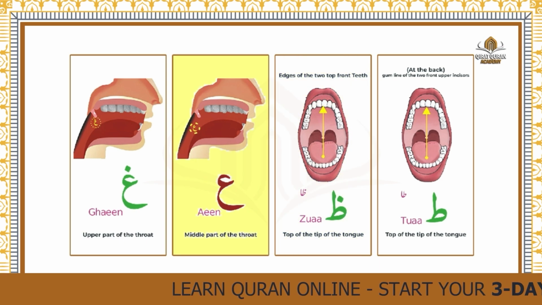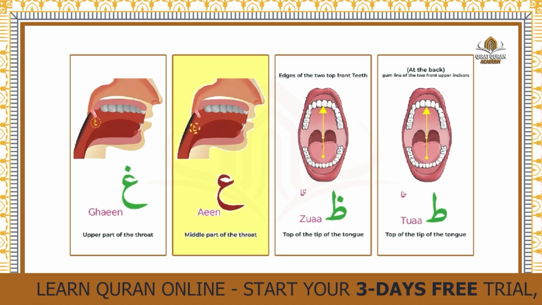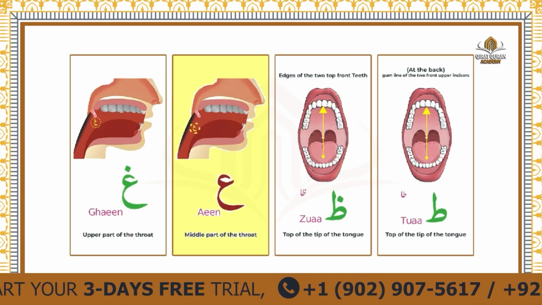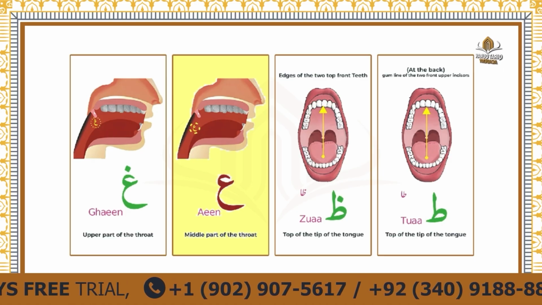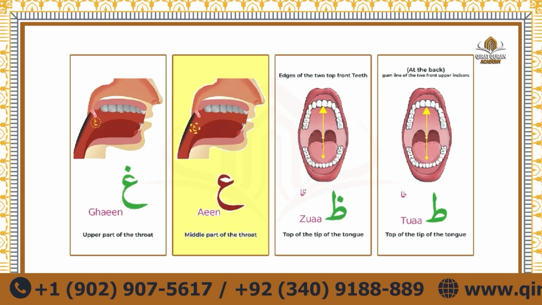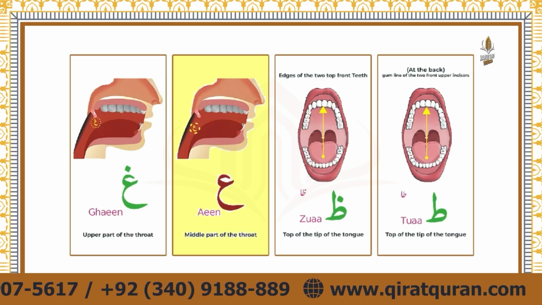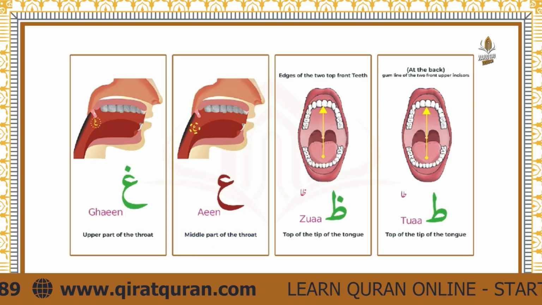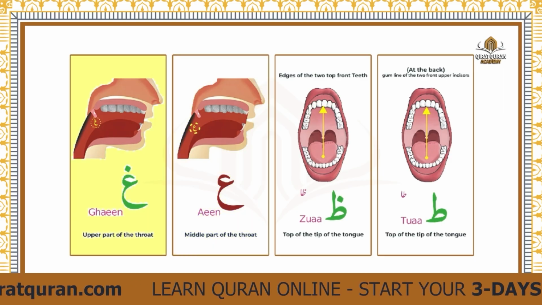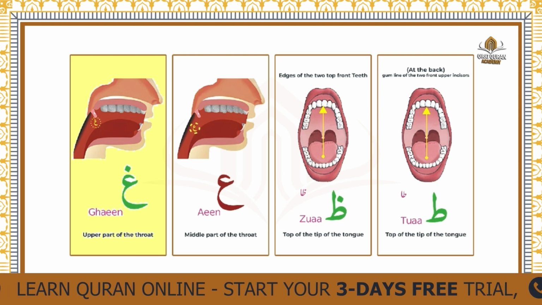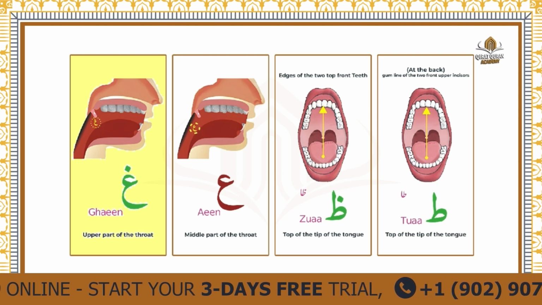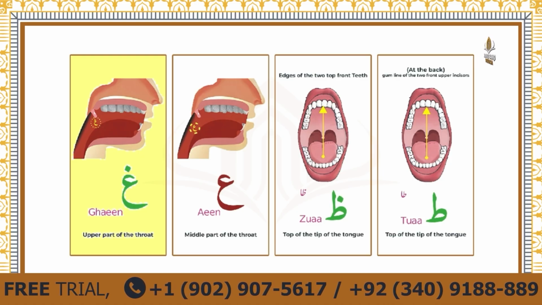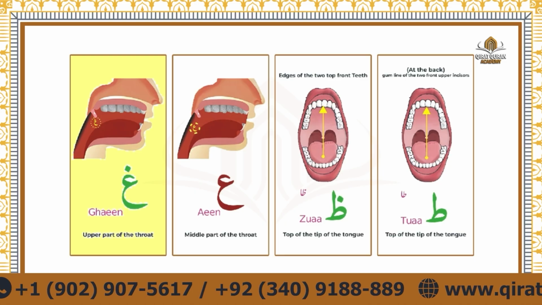Then the origin of Ayn is the middle part of the throat. So for pronouncing Ayn, you have to use the middle part of the throat. This is the middle part of the throat. Ayn. And then the letter Ghain, the origin of this letter is the upper part of the throat. As you can see here, this is the upper part of the throat. So for pronouncing Ghain, you have to use this part of the throat. Ghain.